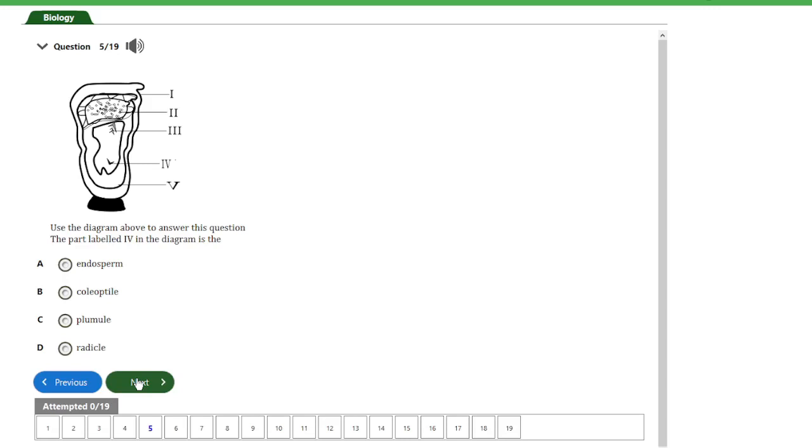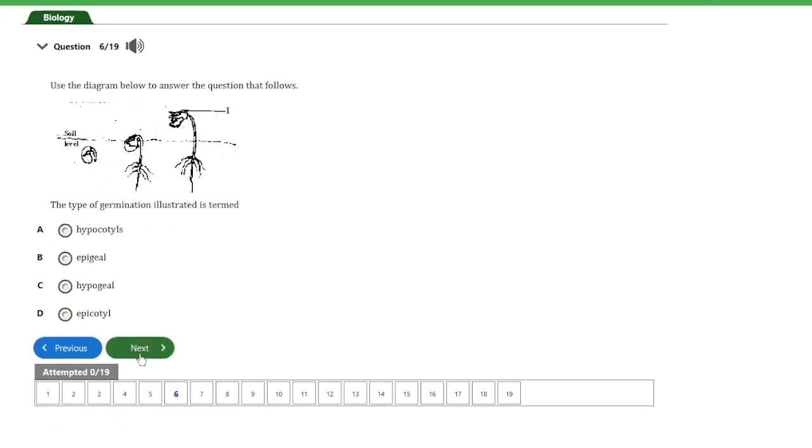Here we have a diagram to answer with. So the question says, use the diagram above to answer the question. The part labeled IV in the diagram is the A. endosperm, B. coleoptile, C. plumule, and D. radicle. So guys, the answer to this question is option D, and that's the radicle. The part labeled IV is the radicle. So the radicle, if you care to know, is the embryonic root of a plant. It's the first part of the embryo to emerge from the seed during germination, and then it grows downward into the soil. So let's look at the next question.